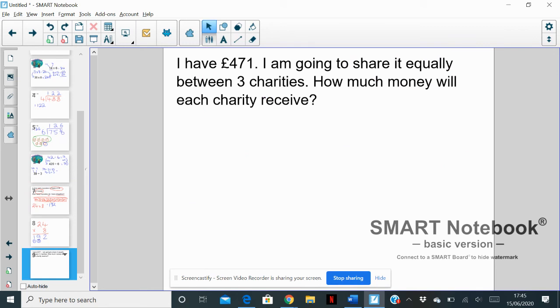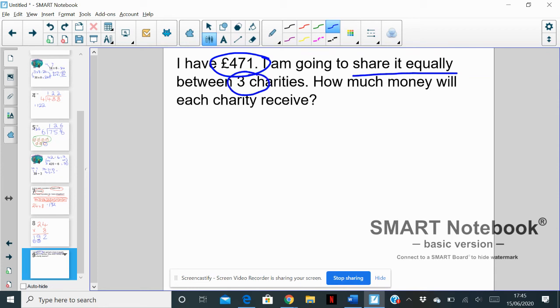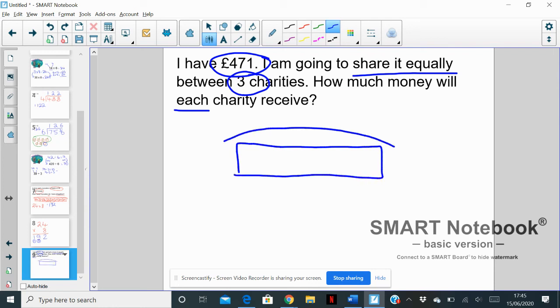Okay, have a look at one more. I have £471. I'm going to share it equally between 3 charities. How much money will each charity receive? So I know I'm starting out with 471. That's my total amount. And I'm sharing it. And that word share, I know, means I need to divide. So I'm dividing it, sharing it between 3. I want to know what is going to be the value of each of those parts.